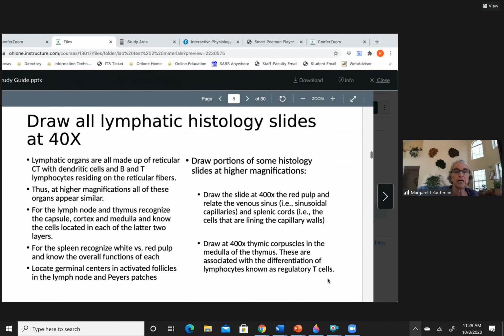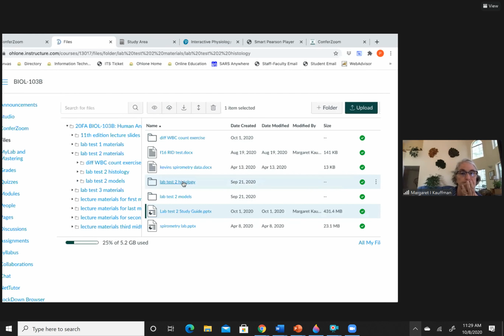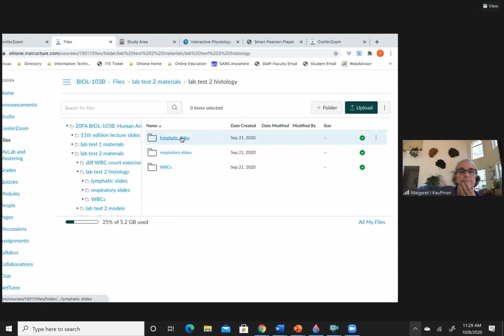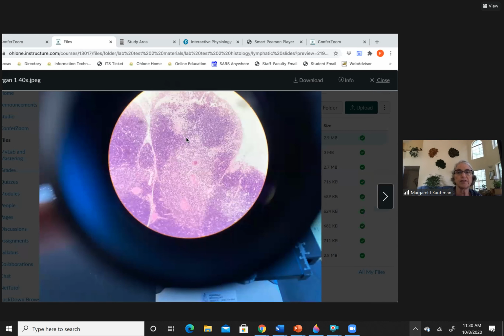Before we go here, let me show you the slides that you're drawing. So I'm going to exit this again. Here we go. And go to the histology. So you can see there's quite a few slides here at different magnifications. So if we take a look at, I didn't identify which organ it is, so I'm not going to do that because I want you to be able to do it on the test.